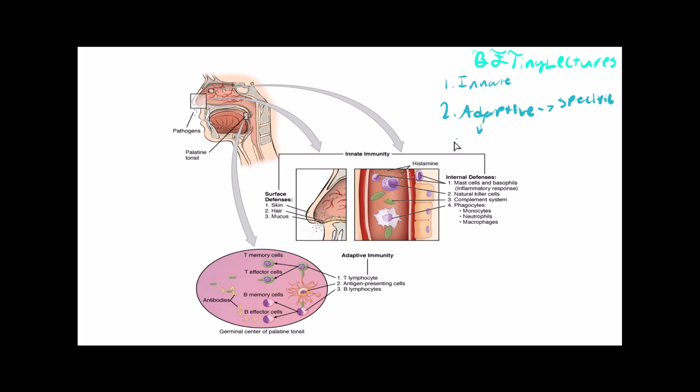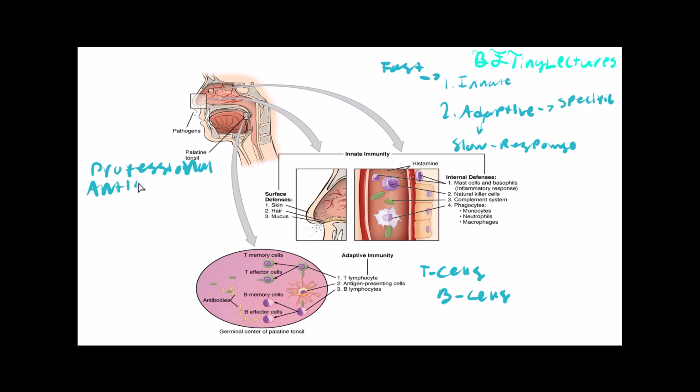This is actually a slow response. And this innate is a fast response. So first we're going to do something that's fast, and that buys the body time to start the adaptive response. Part of the adaptive response are the T cells, the B cells, and the antigen presenting cells. Specifically, these are going to be the professional, let's write that, antigen presenting cells.